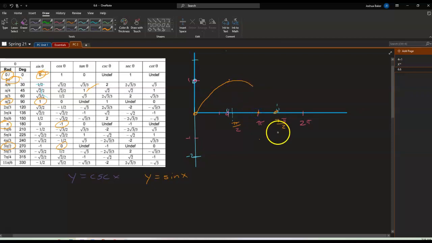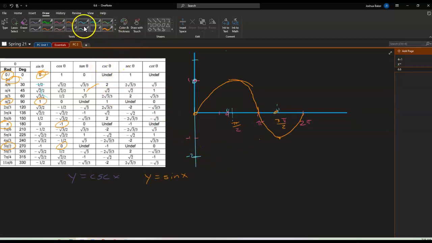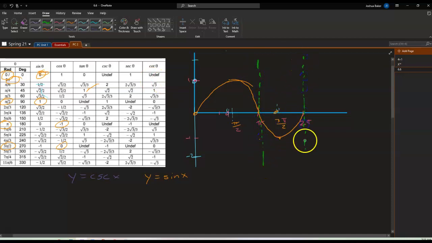Wait, this is 0 here and -1 here. I misspoke. Okay, so here is our sine function that we talked about. Now, whenever we go to look at asymptotes, they're going to happen anytime that orange curve hits a 0. Okay? So those are my asymptotes.